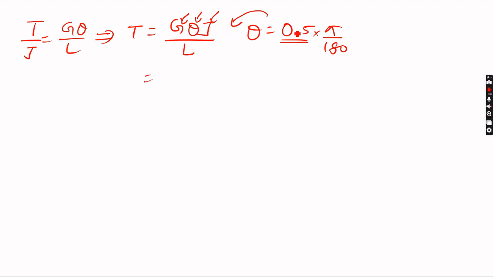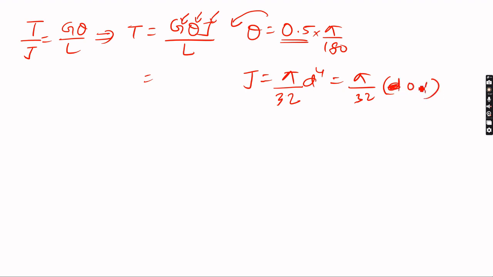So don't forget, you are going to put this. Now J is what? J is your pi by 32 into d to the power 4, and d is what? D is 0.1 mm. So 0.1 meter. So this will be like that. So 0.1, yeah. So this is your J.